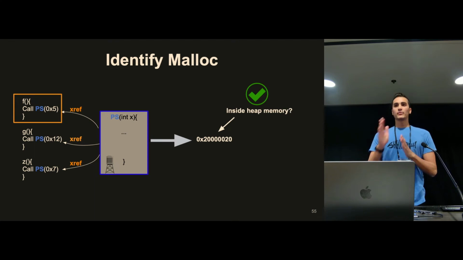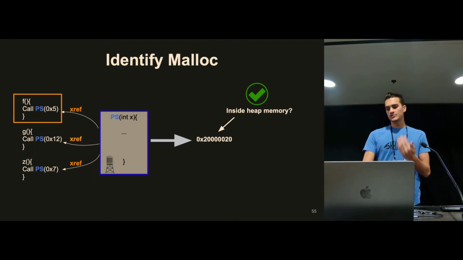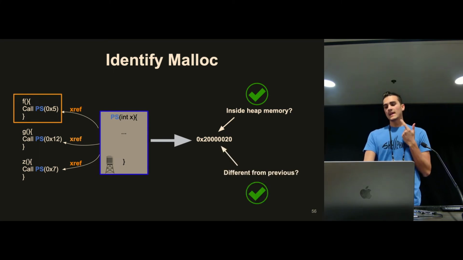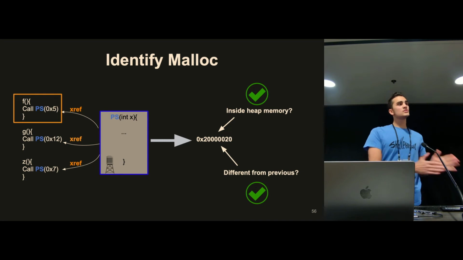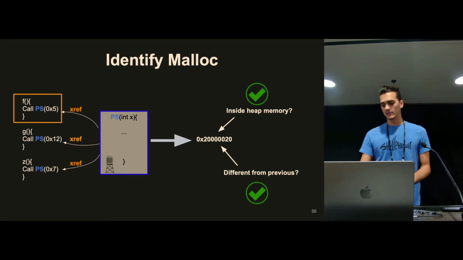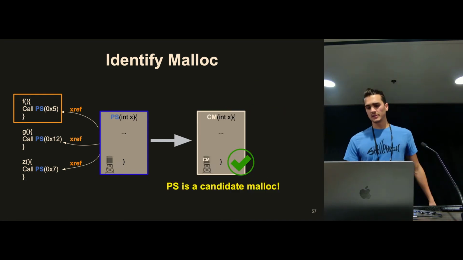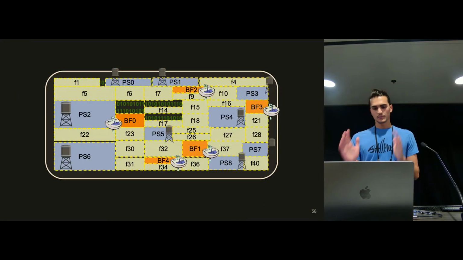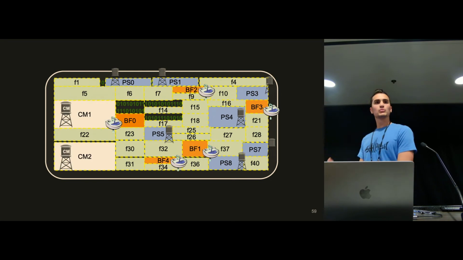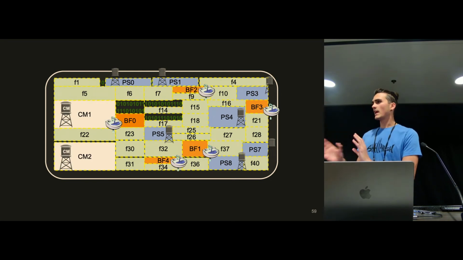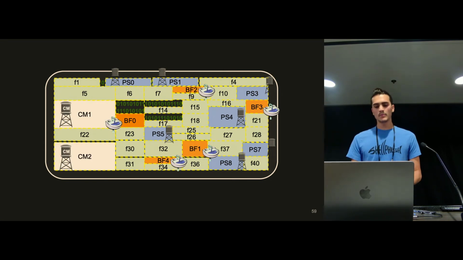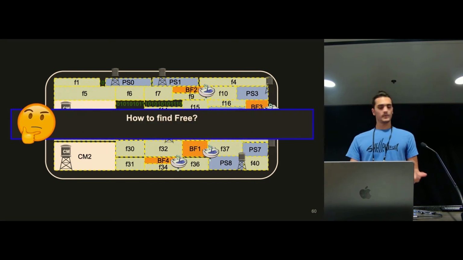And then we check, for every address or value that we generated, first of all, if the address is inside the heap region, and second, if it's different from the previous addresses we just generated. If the answer is yes, so positive answers to both of the questions, we call this a candidate malloc. So from this state we go to having some candidate malloc defined in memory, in the blob. And now we want to find free.